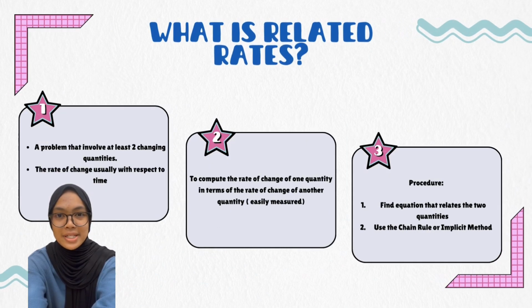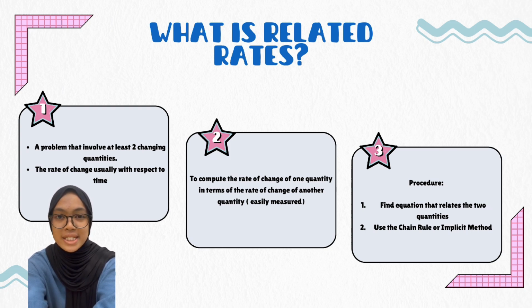Now, I will explain what related rates is. Related rates is a problem that involves 2 or more variables that change at the same time at different rates. In a simple way, related rates is a problem that involves at least 2 changing quantities. The rate of change is usually with respect to time. In a related rates problem, the idea is to compute the rate of change of one quantity in terms of the rate of change of another quantity that is more easily measured. The procedure is to find an equation that relates the two quantities, then use the chain rule or implicit method.